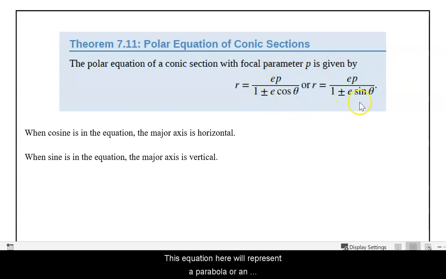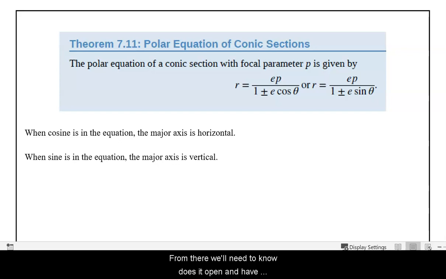This equation here will represent a parabola or an ellipse or a circle or a hyperbola all in one fell swoop. For us, we simply need to remember which one's which. Again, eccentricity of 1, got to be a parabola. Eccentricity of 0, well, that's got to be a circle. Eccentricity less than 1, got to be an ellipse. Eccentricity greater than 1 must be a hyperbola.